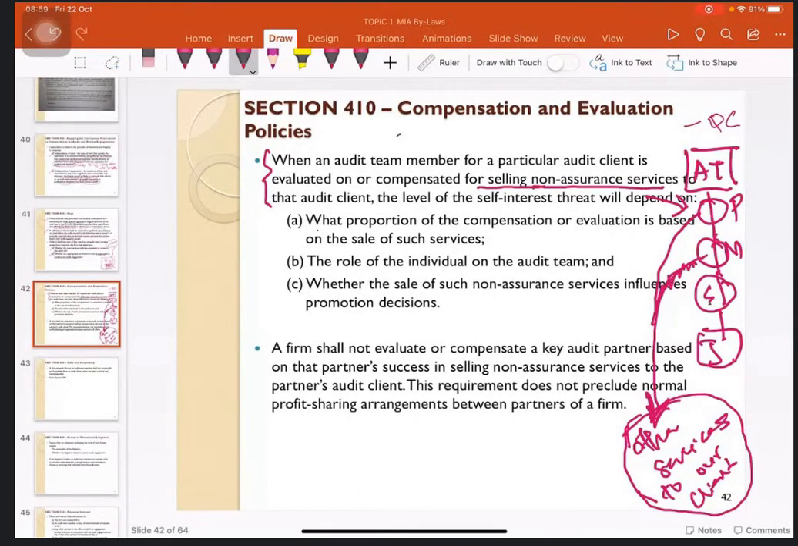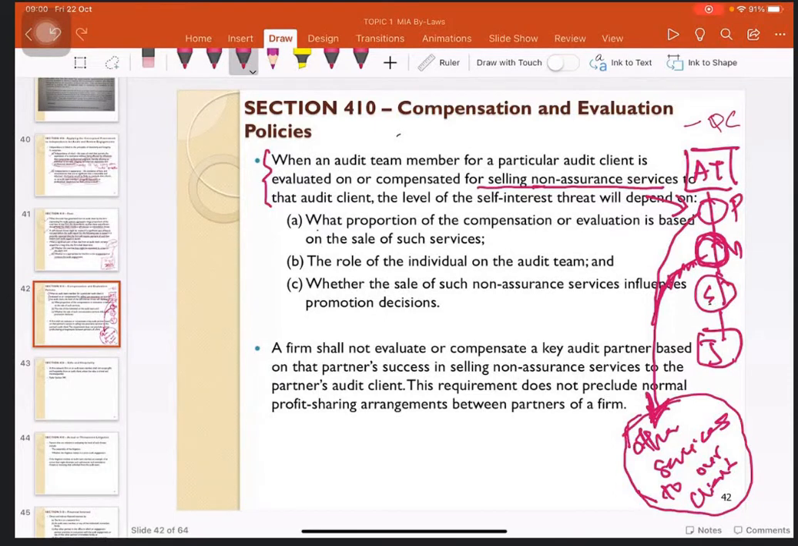Faham ya kelas ya? So kalau kita guna all these things, it will create the self-interest threat. You faham tak maksud I? Katakanlah manager ni manage to sell some of the non-assurance services. Jadi bila dia jual, kita akan bagi more increment kepada that manager. So kita afraid later on, this manager banyak fokus kepada selling non-assurance services rather than fokus kepada conducting the audit on that particular client.